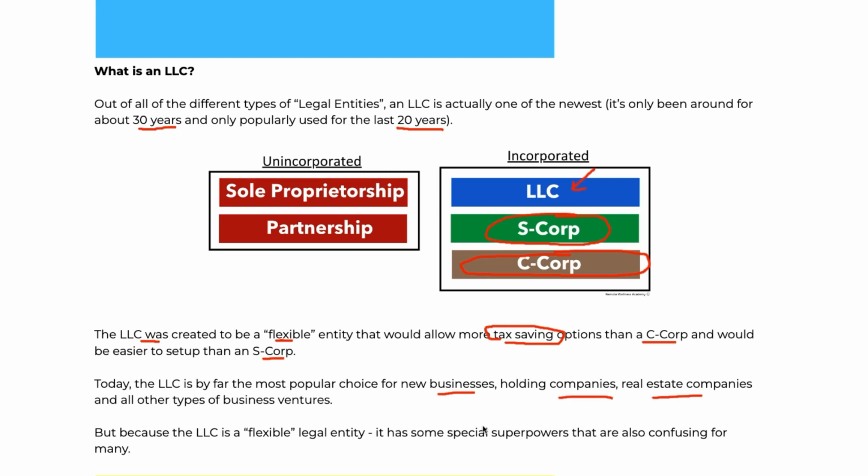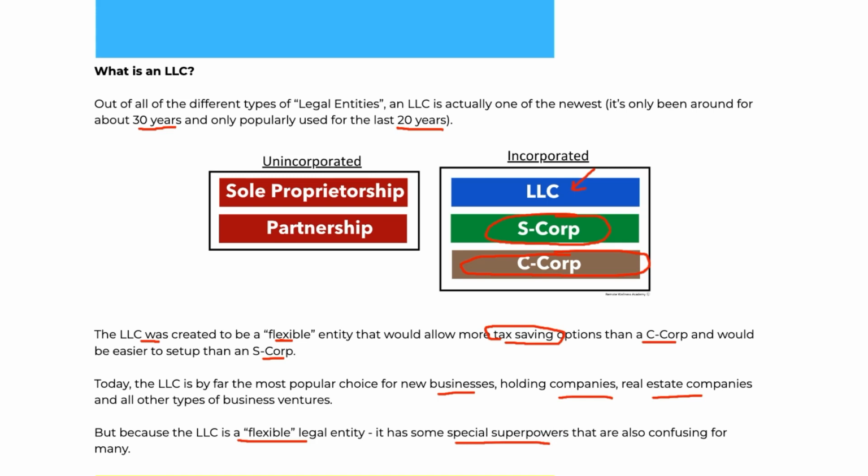Okay, and because of an LLC being so flexible, and we'll talk about what that means, flexible, right? Because even when you research online, they say, hey, an LLC is a flexible entity. What the heck does any of that mean? We're going to talk about that, okay? And because it's so flexible, it has some special superpowers that allow it to transform, but it's because of those superpowers that it is also confusing, because if it was just one thing, it would be easy to understand.